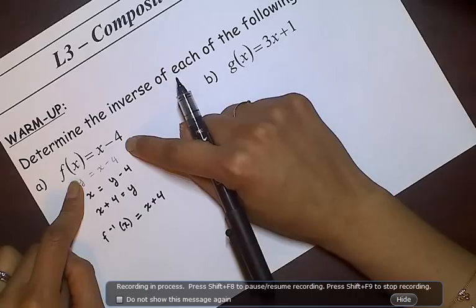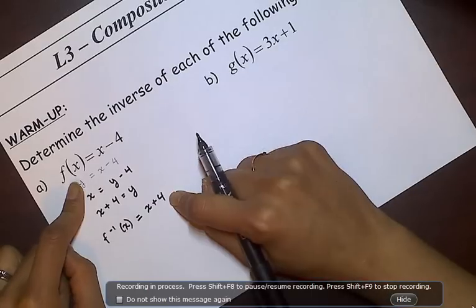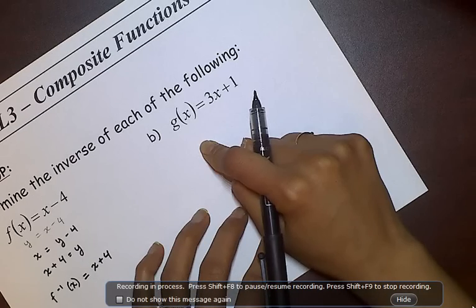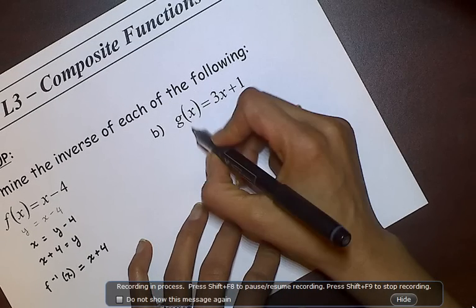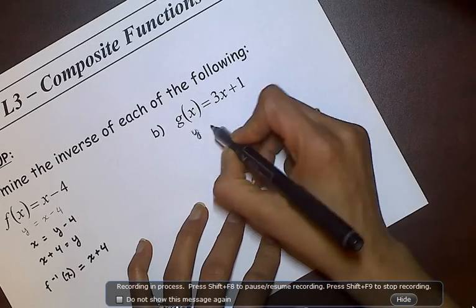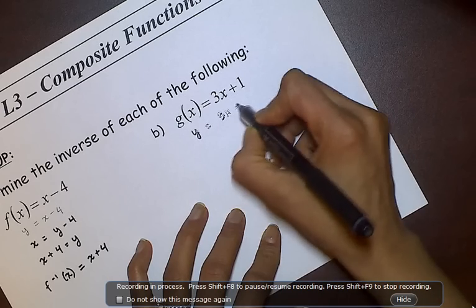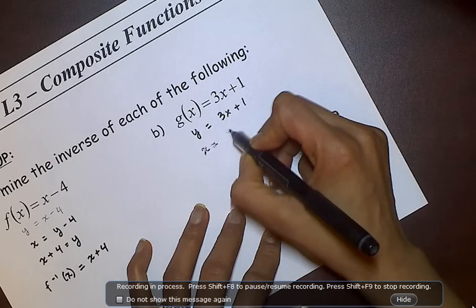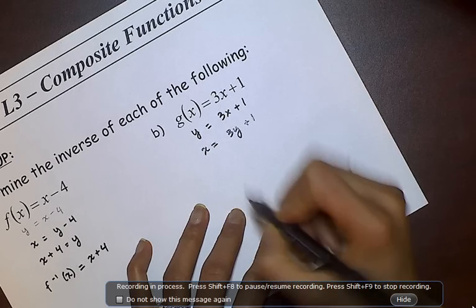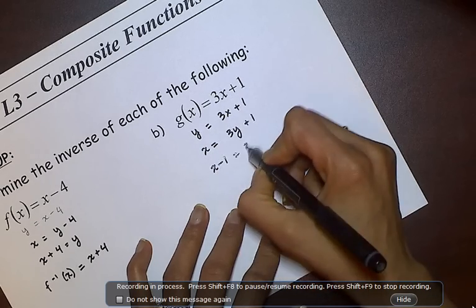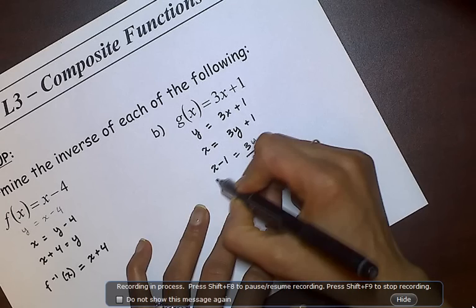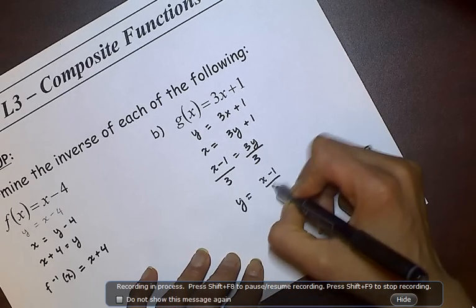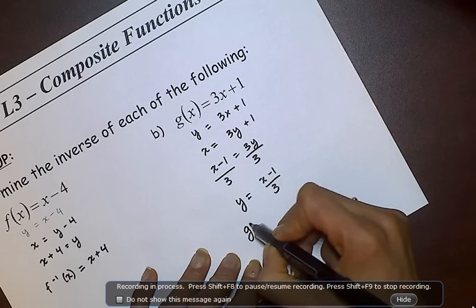Alright, similarly, for the g of x function, in order for me to figure out an inverse of that, I'm just going to replace g of x with y. y equals 3x plus 1. And I'm going to invert the x and the y value. So this becomes x equals 3y plus 1. Move the 1 over. x minus 1 equals 3y. And we're going to divide both sides by 3. So y equals x minus 1 over 3, which is my inverse. I'm going to write it as g inverse of x equals x minus 1 over 3.